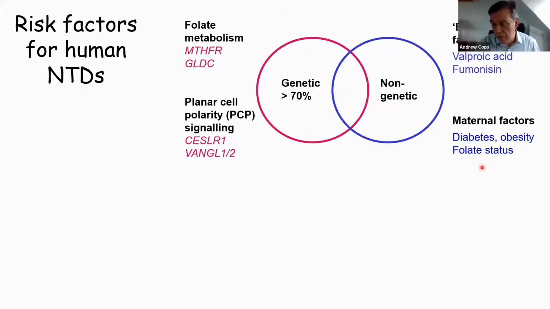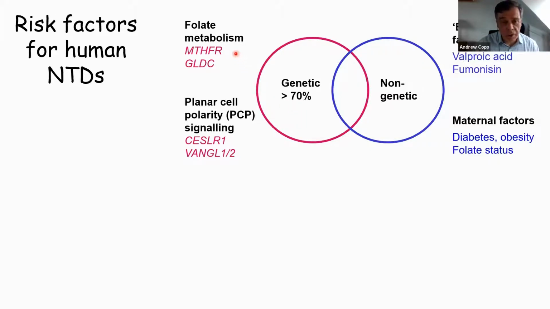Many other factors are known in animal studies, but very few of those have been shown to be actually operative in humans. Then looking at the genetic side of things, the epidemiological studies say that around 70% or more of the risk of neural tube defects is genetic.